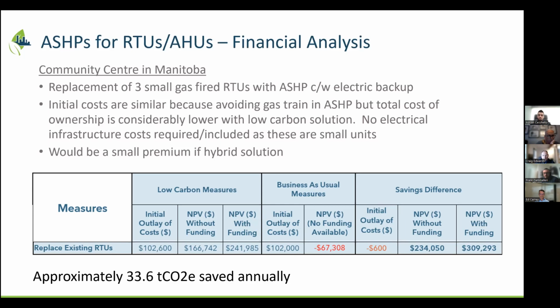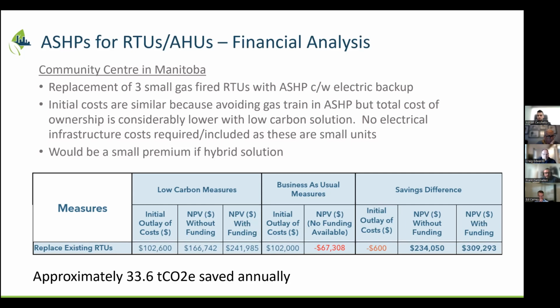In this case over here, you'll notice that the initial costs of a rooftop unit, business as usual, versus an air source heat pump without backups, and not the hybrid solution, are pretty close in cost. The initial cost difference is less than $1,000. But you can see that the total cost of ownership really shines in this example.